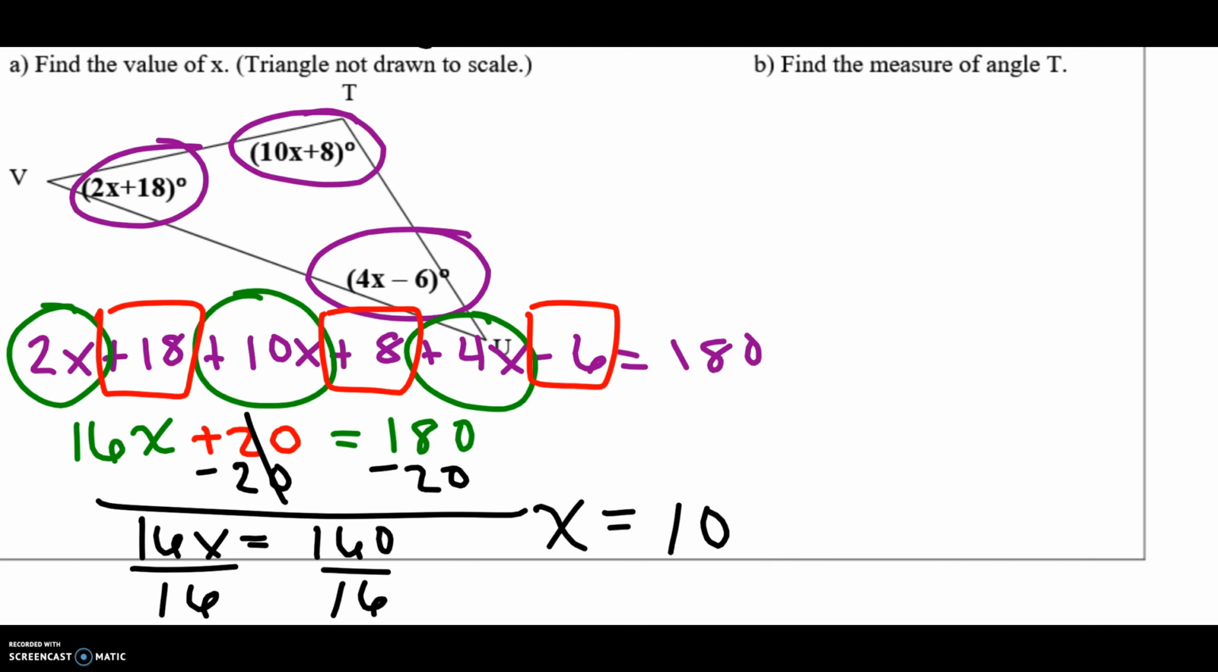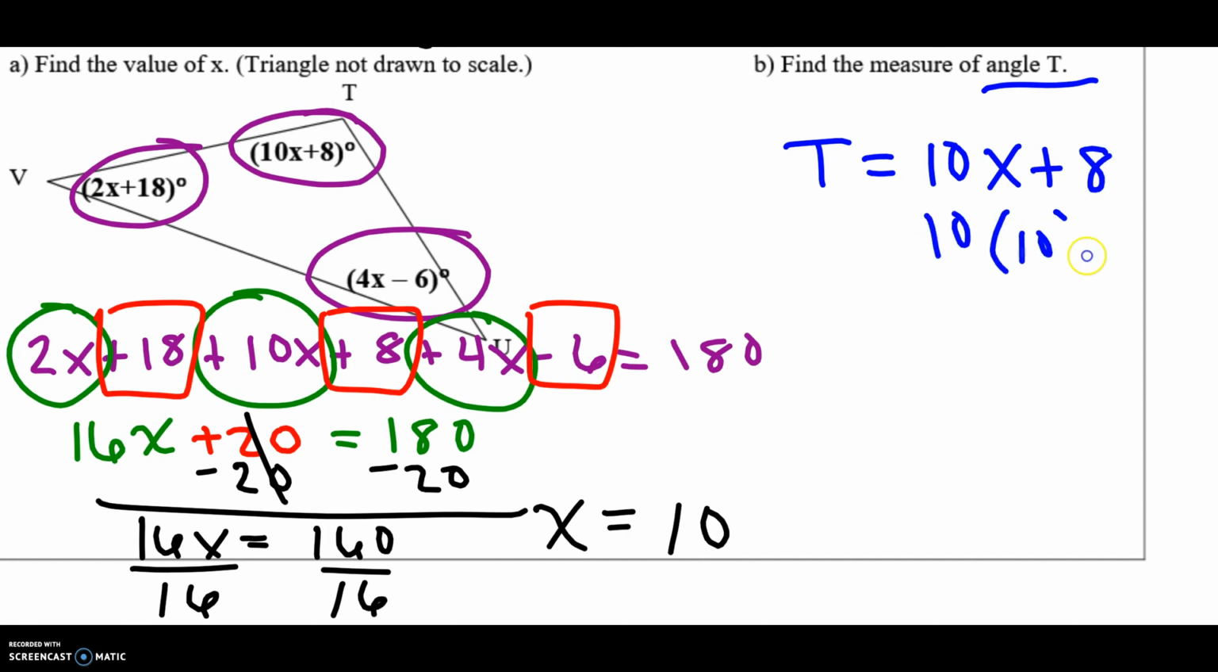Once I have my value for x, now I could substitute it in for whichever angle I'm trying to find. It says find the measure of angle t. We know t is equal to the expression 10x plus 8. We know that x is really equal to 10. So I'm going to substitute that value in, and 10 times 10 is 100 plus 8.